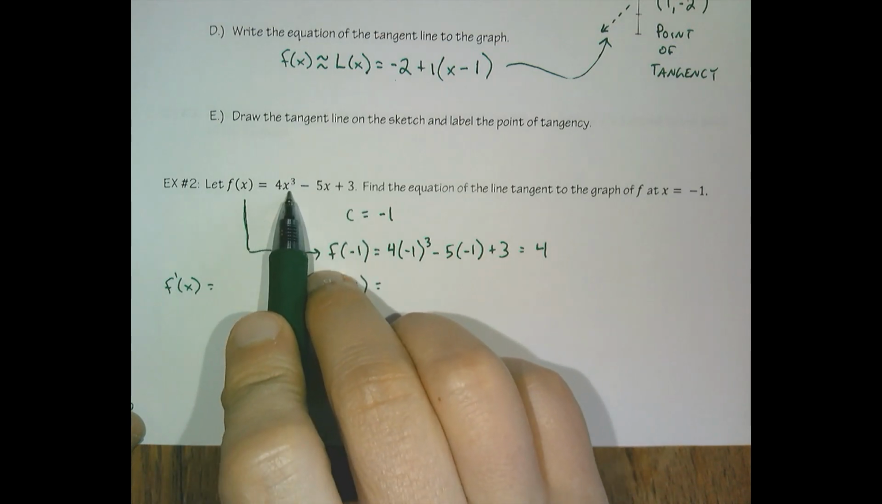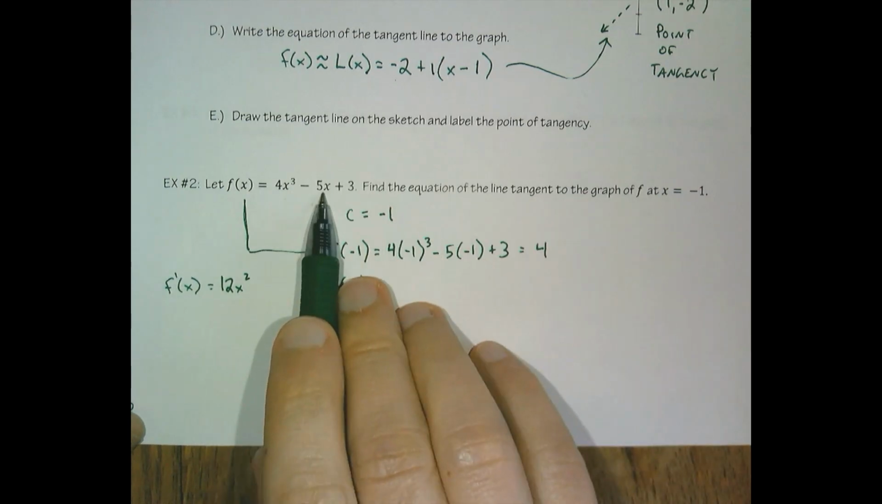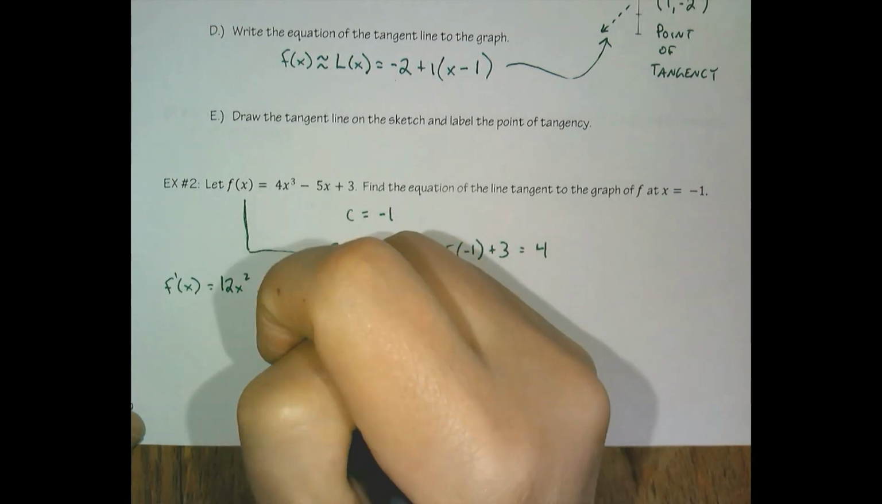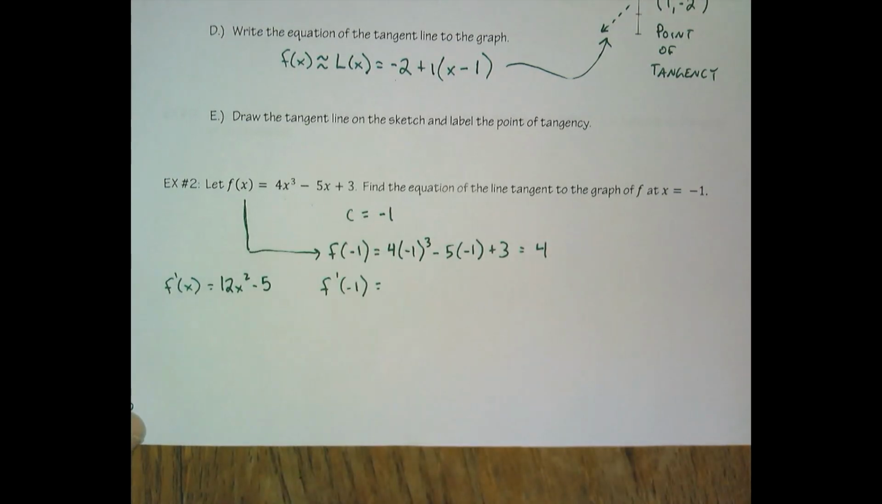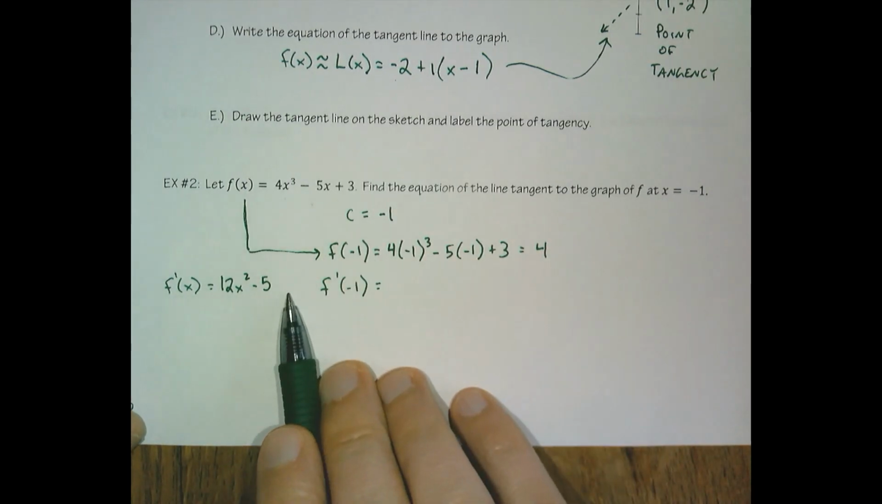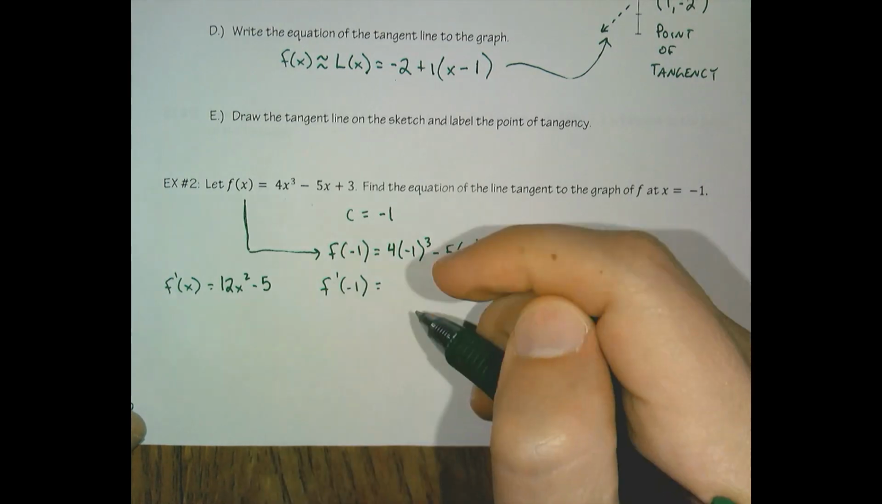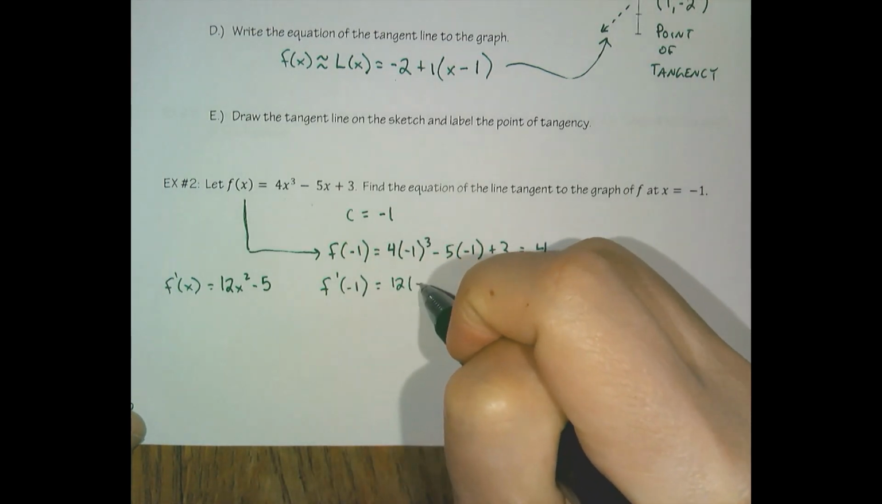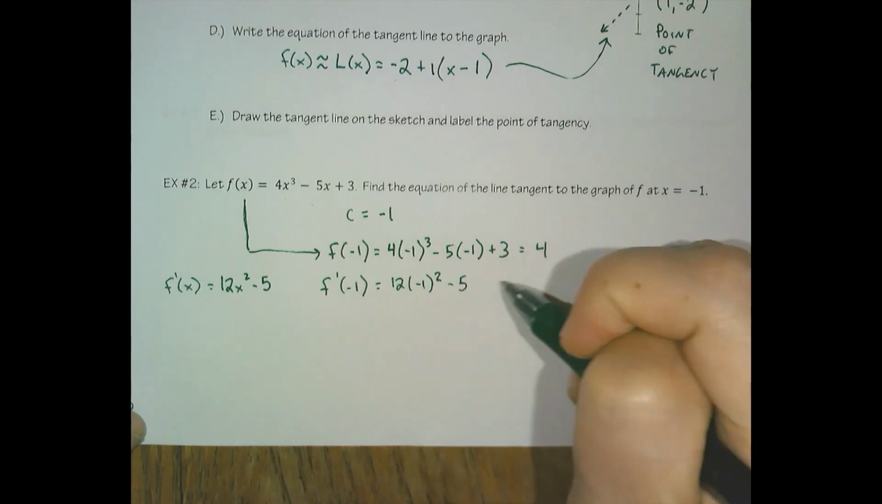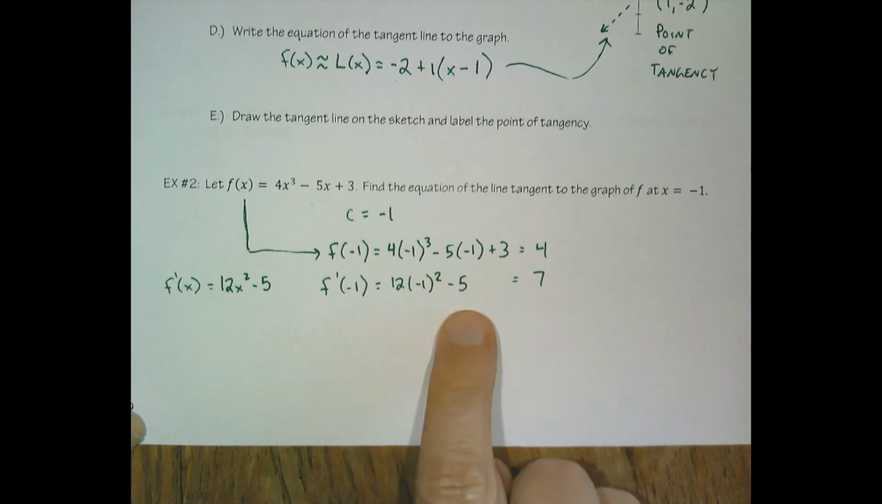So 4x cubed has a derivative of 12x squared, and the derivative of -5x is -5, and the derivative of 3 is the derivative of a constant, which is 0. So now we're going to evaluate the derivative at -1. So 12 times -1 squared subtract 5 is a value of 7. 12 minus 5 is 7.